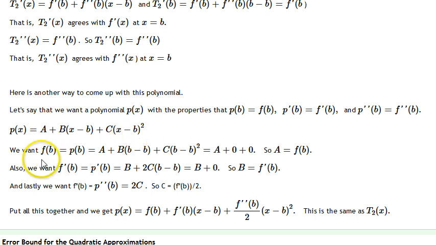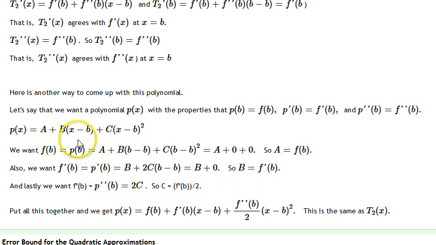So the thing is, I want f of b to equal p of b. Well, p of b, you can plug it in. You plug in b for x everywhere, and this turns into a 0, and that turns into a 0. So I've got a plus 0 plus 0, and the only thing left is a, and that's got to equal f of b.